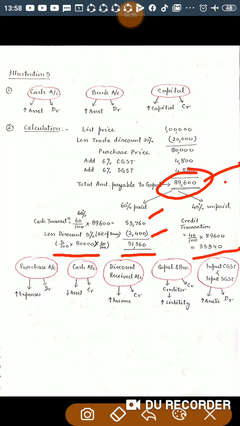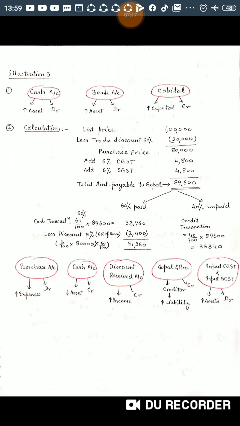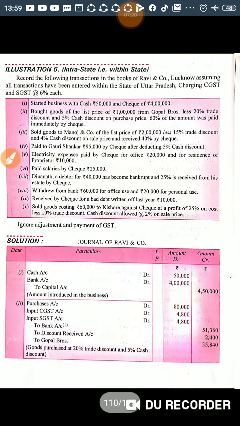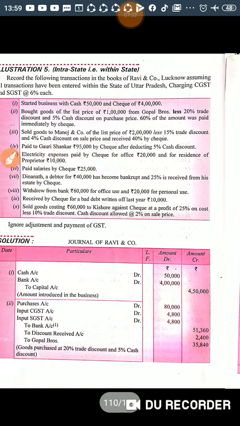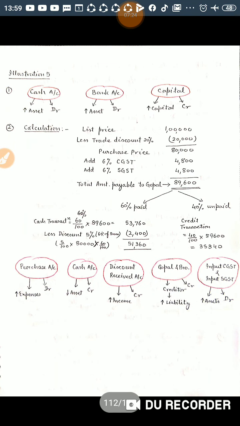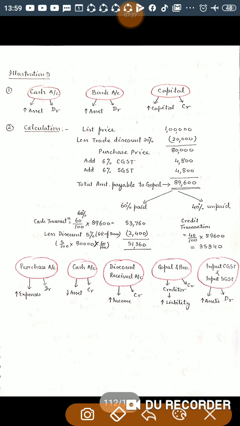So moving forward, purchase account is involved, discount received is involved, Gopal is involved, input CGST and SGST are involved. It was paid through cheque. So cash is not involved, bank is involved. So instead of cash, it is bank.